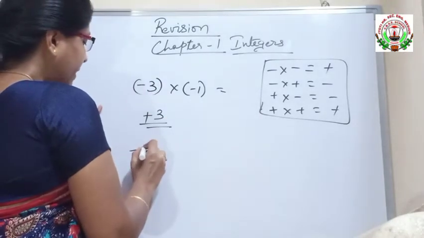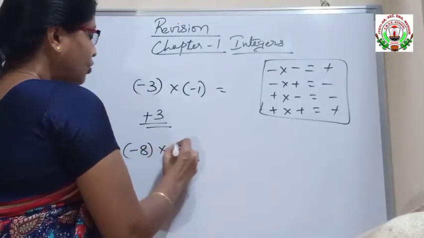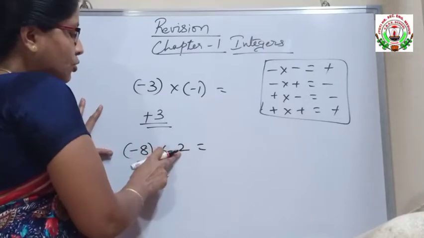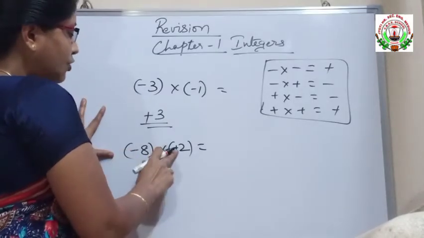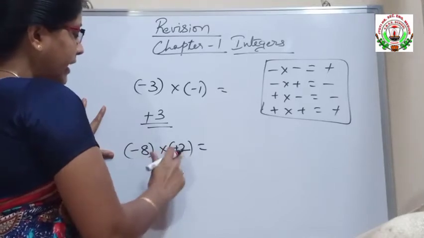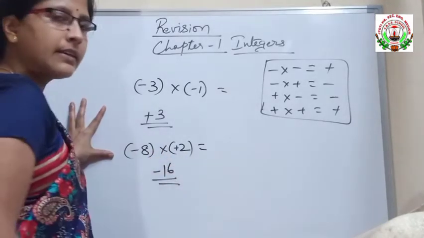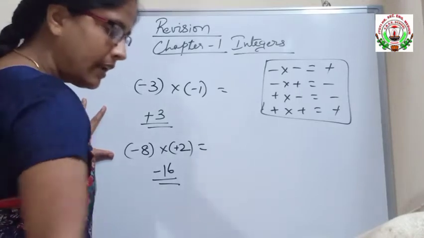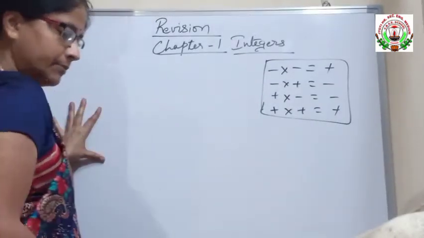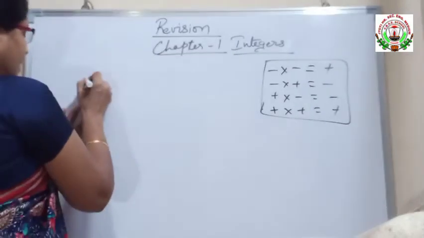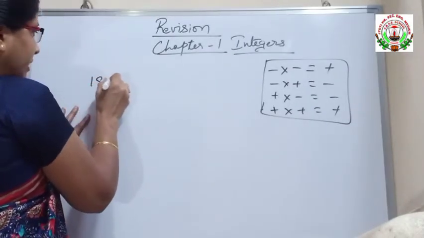One more example: minus 8 into 2. Here 2 is a positive number, so plus 2. Minus into plus is minus. 8 2s are 16. So the answer is minus 16. These types of questions are also given.